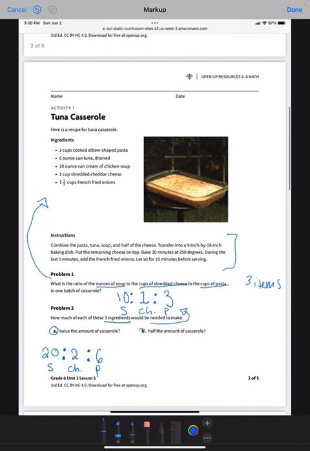Now you're going to try B and do the same thing, except we're going to half the amount. So you're going to multiply all 3 of these original numbers, always going back to the original, and we're going to multiply all of them by half.